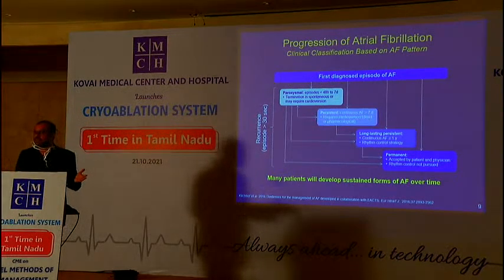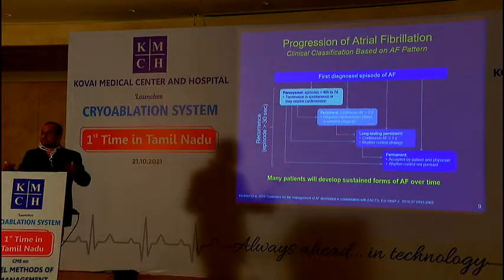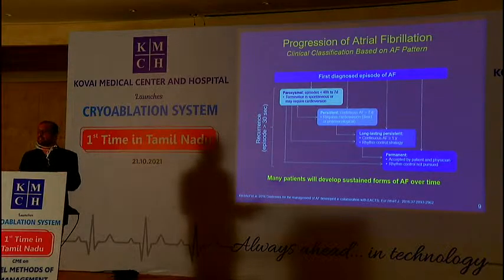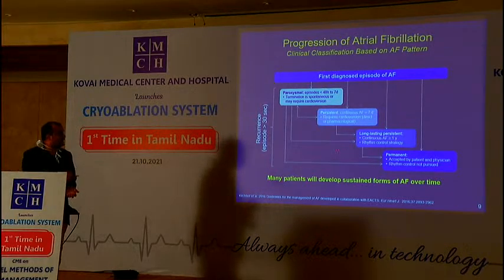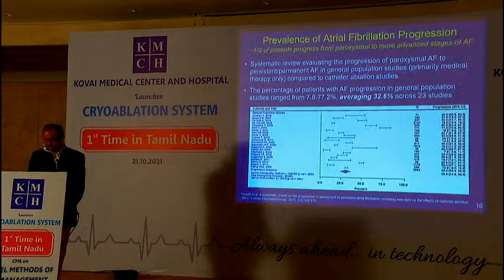You cardioverted them a few times, and the episodes become more frequent. He was having an episode once in 2 years. Now it becomes once in 6 months and once in 3 months. And slowly you will see he's in AF all the time. Ultimately, you end up going to a long-lasting persistent and ultimately a permanent atrial fibrillation.